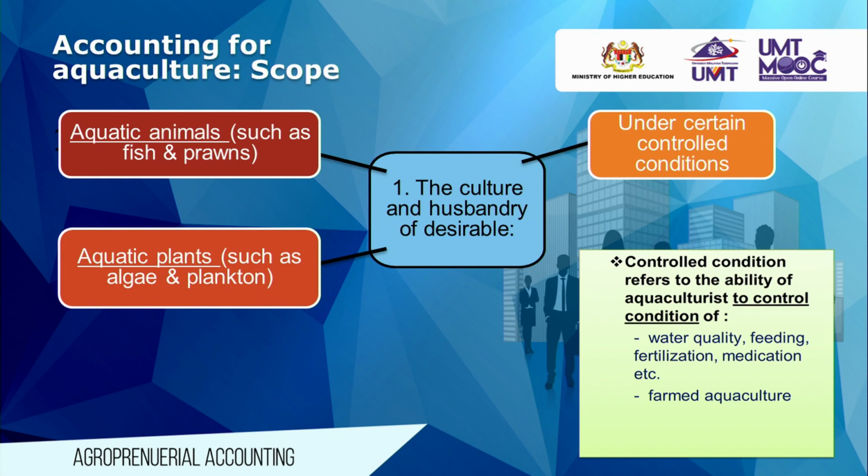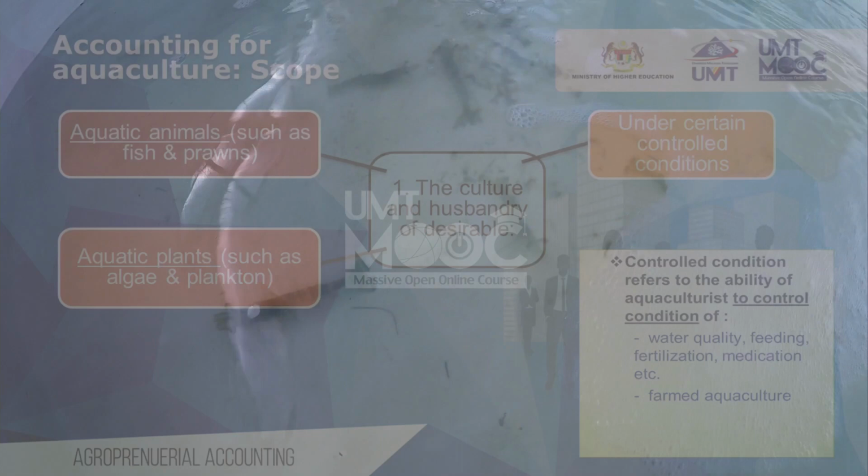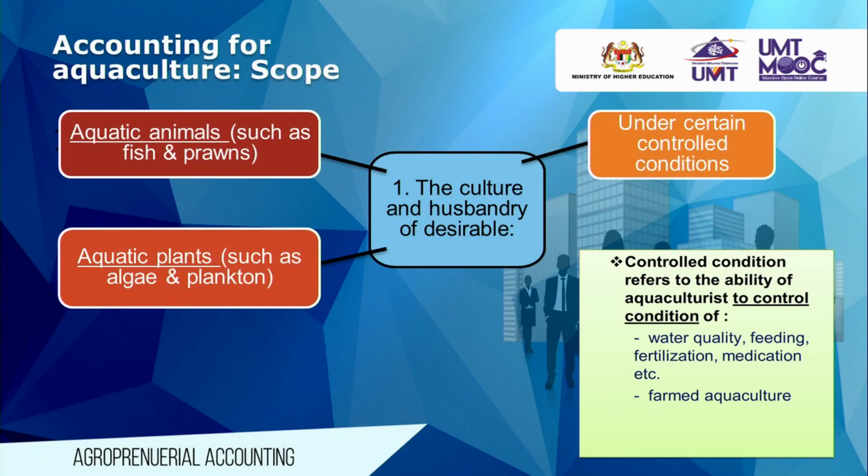Aquaculture is the culture and husbandry of desirable aquatic animals such as fish, prawns, and aquatic plants such as algae and plankton under certain controlled conditions. Therefore, you can say that any animals or plant that live underwater can be considered under the scope of our discussion today. We should also know that the scope of aquaculture animals that we are discussing today only relates to those that can be harvested in a period of less than 1 year.